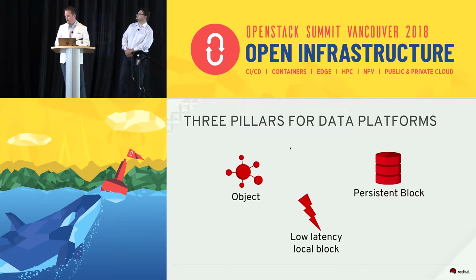And then an often forgotten portion is some sort of really low latency local block, right? So in Amazon, this would be your X1 or i3 instance types. It would be a local SSD in Google Cloud. And you really want to provide all three of these because they each serve important purposes for folks that are building data platforms on top of the infrastructure that you're providing.